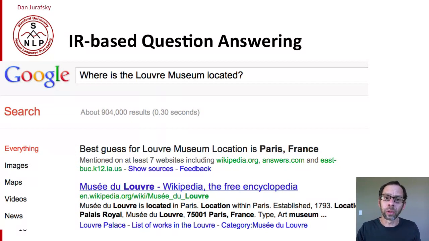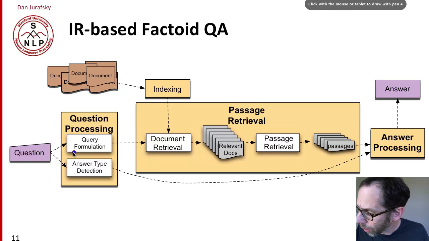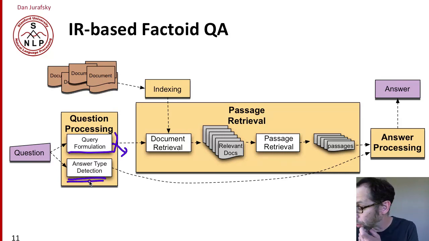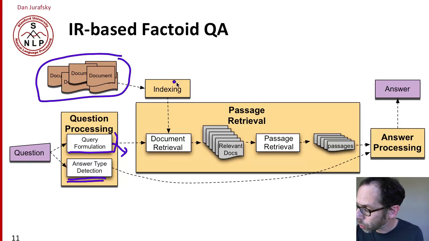factoid question answering algorithm works. The general algorithm for IR-based factoid question answering starts with a question and begins by extracting information from the question itself. And the two most important and common things to extract from the question are a query that's going to be sent to an IR engine and the type of the answer that tells us what kind of named entity we're looking for. In advance, we take a whole lot of documents, we index them so that when we have a query, we can return a whole lot of documents.